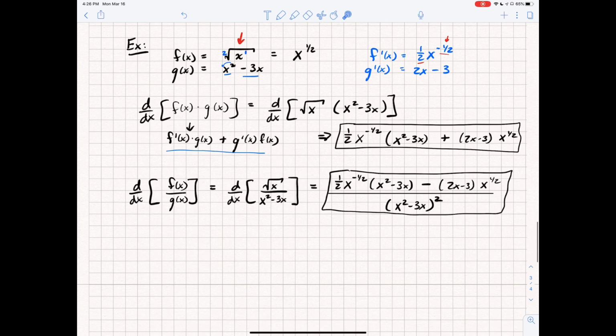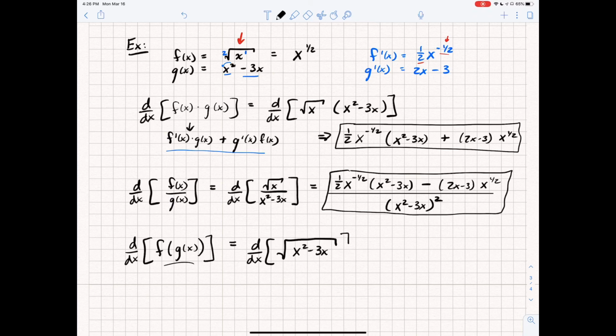Now for chain rule, again, is a composition. So to show you how that composition would work, let's say I want to do the derivative of f of g of x. So again, what this is referring to is I want to take g and plug it into f. So this would say take the derivative of the square root of x squared minus 3x. And so this is where the chain rule comes in.